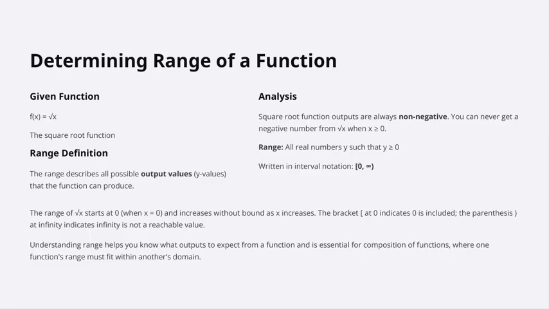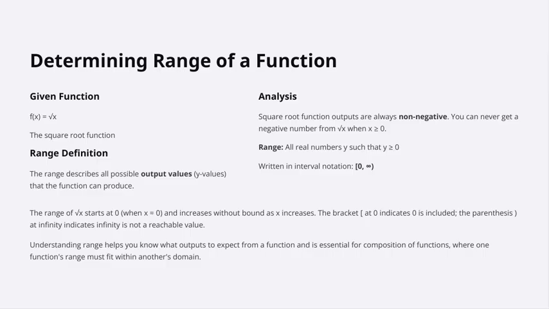Let's look at how to determine the range of a function, using the example of the square root function, f of x equals the square root of x. The range represents all the possible output values the function can produce. For the square root function, since we're taking the square root of x, the outputs are always non-negative. That means you can never get a negative number from square root x when x is greater than or equal to 0. So the range includes all real numbers y such that y is greater than or equal to 0.